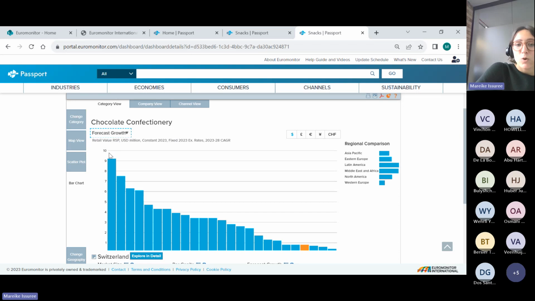Or you can change this and look at forecast growth. And now we see where we have the strongest growth predictions for the next 5 years. And we have Nigeria, number 1, followed by Saudi Arabia and Brazil. So you could analyze those countries also in depth in your subscription.